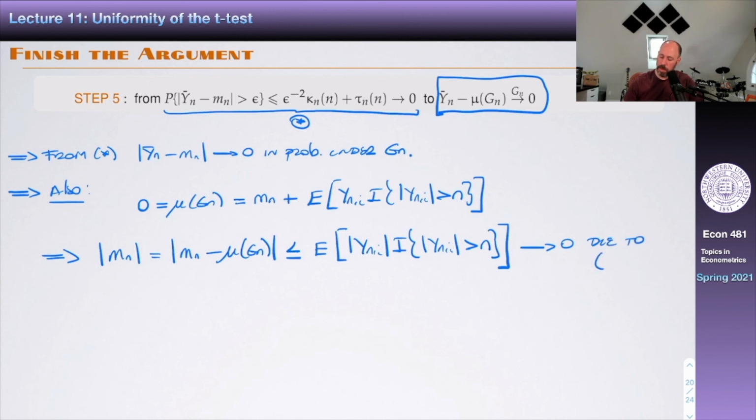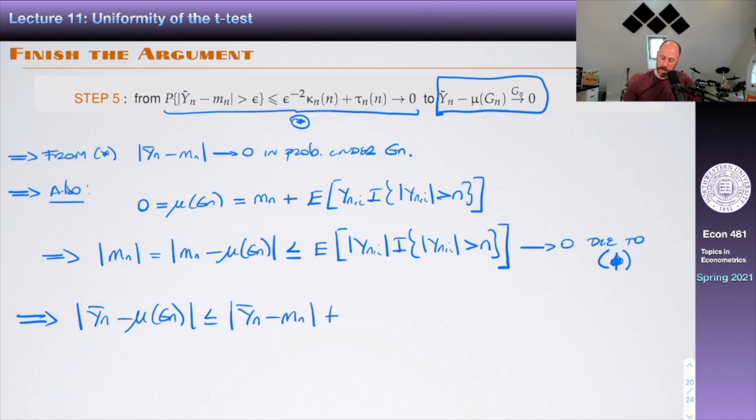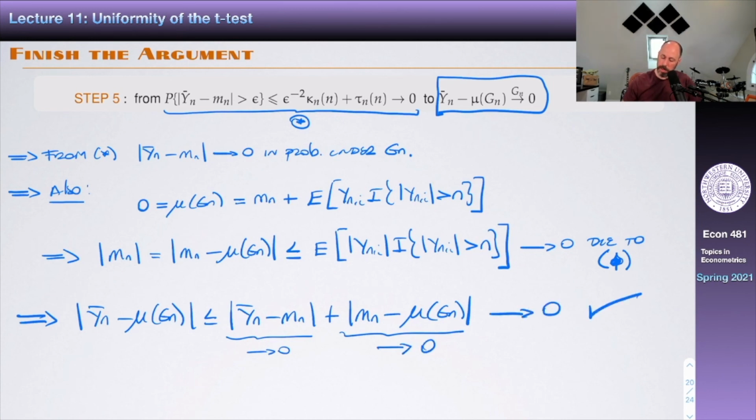due to the spades condition. Okay, so how do you do this? Triangle inequality. Mu bar minus mu gn is less than or equal to mu bar minus mn plus mn minus mu gn. This goes to 0. This goes to 0. All this goes to 0. And we completed the proof.